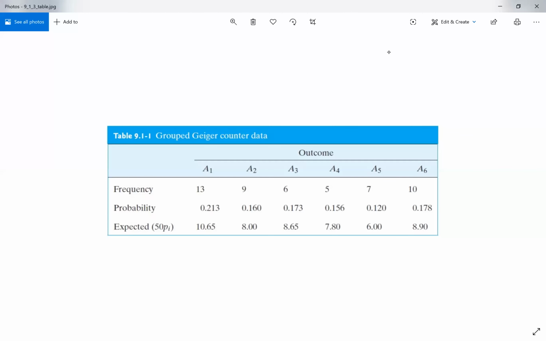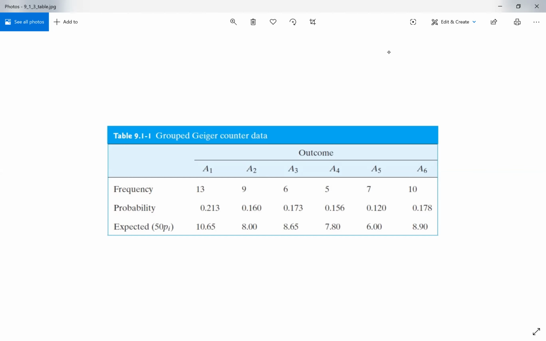Okay, so here's the table. So this category here under A1 says that we had 13 observations in category A1, which was 0, 1, 2, or 3 alpha particles. We had 9 observations in category A2, which was 4 particles detected, and so forth. Below that, in the second row, you see the probabilities of, in a single experiment, how many observations should fall into each of those categories. And we had 50 of them. And so you see the expected number of observations in each category in the third row.